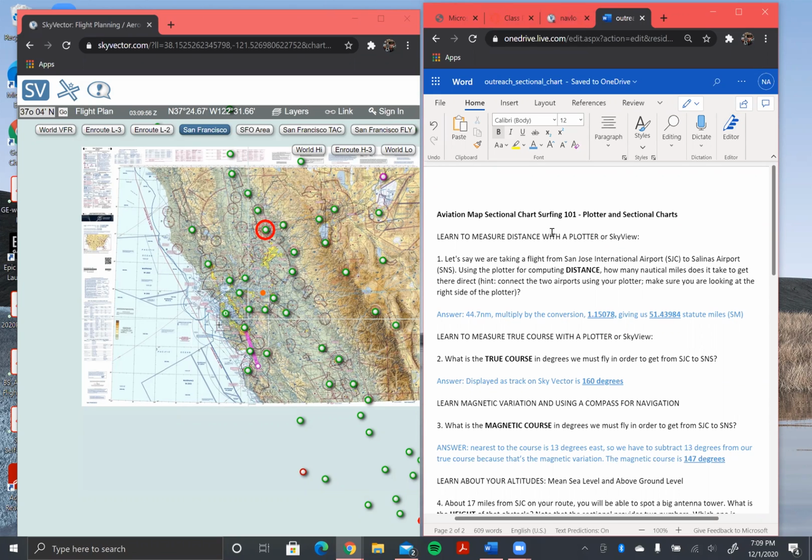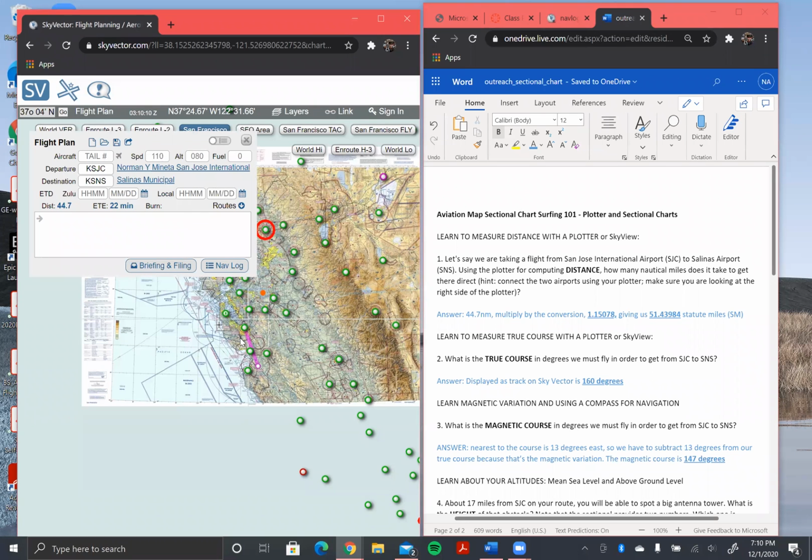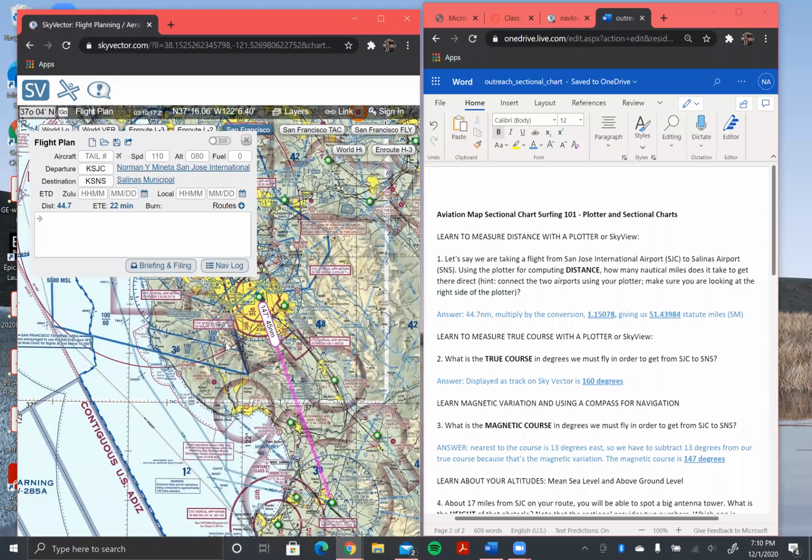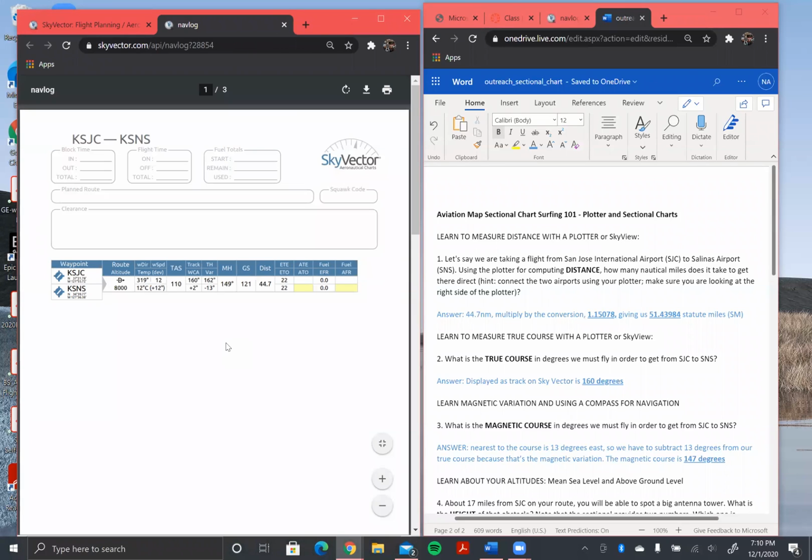So we're going to start off with number one, asking for the distance between San Jose Airport and Salinas Airport. So you put that in the SkyVector, put that up here in the flight plan, go down here, zoom in. Right here it says 45 nautical miles, but if you hit the nav log, it's actually 44.7. So we're going to be using that 44.7 over here. And when you multiply that by the conversion from nautical miles to regular or statute miles, it gives you 51.43984 statute miles.